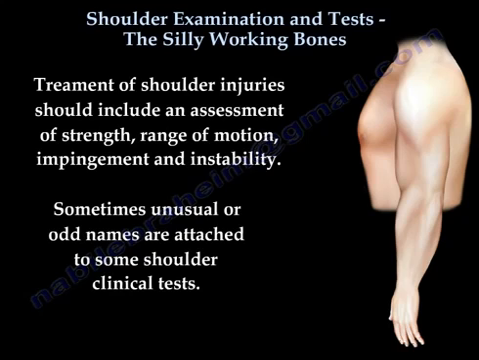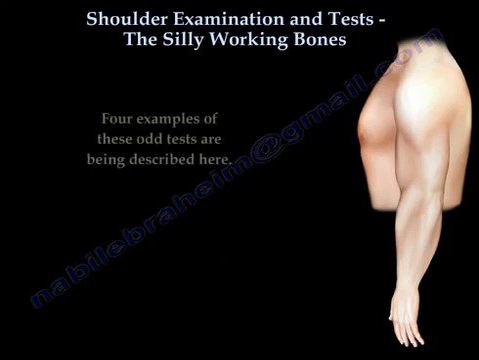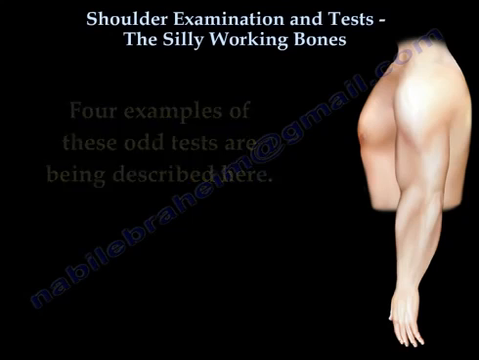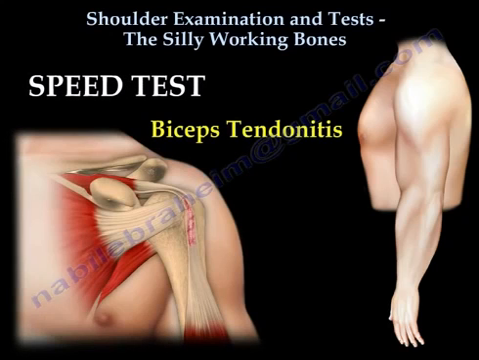Sometimes unusual or odd names are attached to some shoulder clinical tests. Four examples of these odd tests are described here. A speed test is done for biceps tendonitis. A speed test sounds like an odd name for a test, but it is the real name for the biceps tendonitis test.